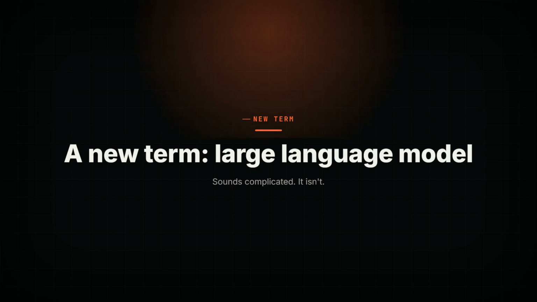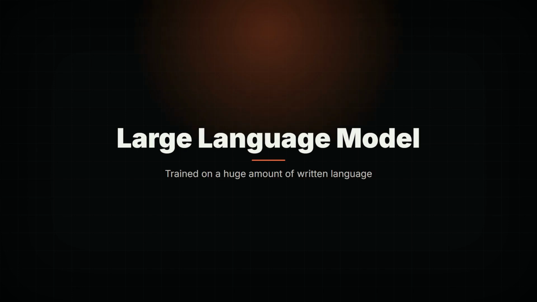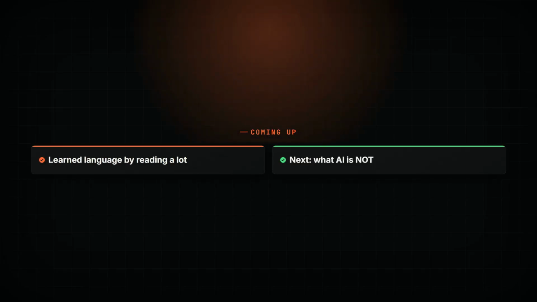You might also hear people mention something called a large language model. That phrase sounds complicated, but the idea behind it is simple. A large language model is the kind of program we've been describing, one trained on a huge amount of written language, so it can understand words and respond with words of its own. Every time you hear that phrase in a future lesson, you can picture exactly what we just described. A program that learned language by reading a great deal of it.